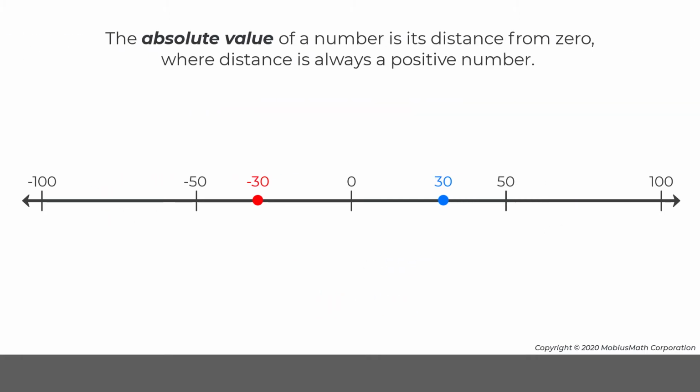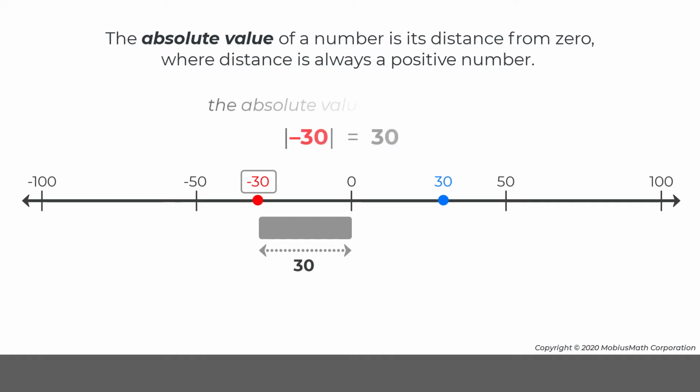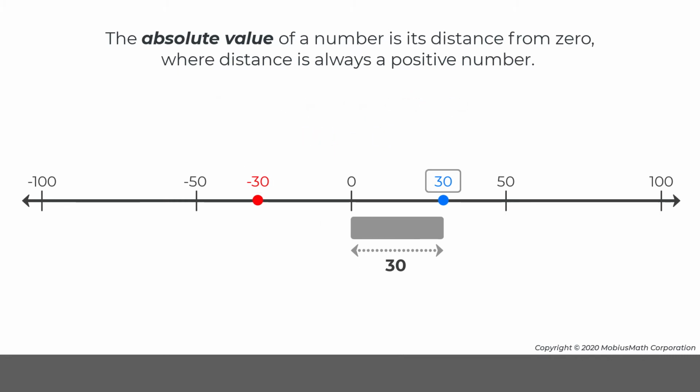The absolute value of a non-zero number is its distance from zero, where distance is always a positive number by convention. For example, negative 30 is a distance of 30 to the left of zero. So, the absolute value of negative 30 is 30. Likewise, positive 30 is a distance of 30 to the right of zero. So, the absolute value of positive 30 is also 30.